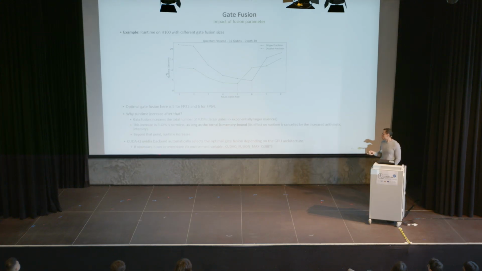In CUDA-Q, this parameter is set automatically depending on the GPU architecture. And this way of setting this gate fusion parameter works extremely well in most cases. In some cases, you may want to deviate from the default value, and CUDA-Q offers the option of doing that with an environment variable.